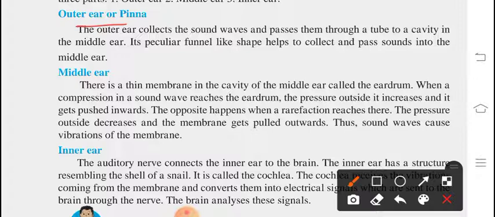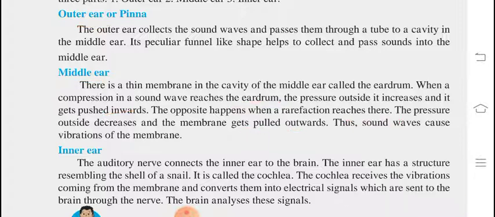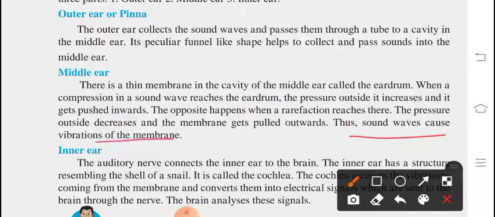The outer ear collects the sound waves and passes them through a tube to the cavity in the middle ear. Its peculiar funnel-like shape helps to collect and pass sounds into the middle ear. Next is the middle ear. There is a thin membrane in the cavity of the middle ear called the eardrum. When a compression in a sound wave reaches the eardrum, the pressure outside it increases and it gets pushed inwards. The opposite happens when a rarefaction reaches it. The pressure outside decreases and the membrane gets pulled outwards. Thus, sound waves cause vibrations of the membrane.